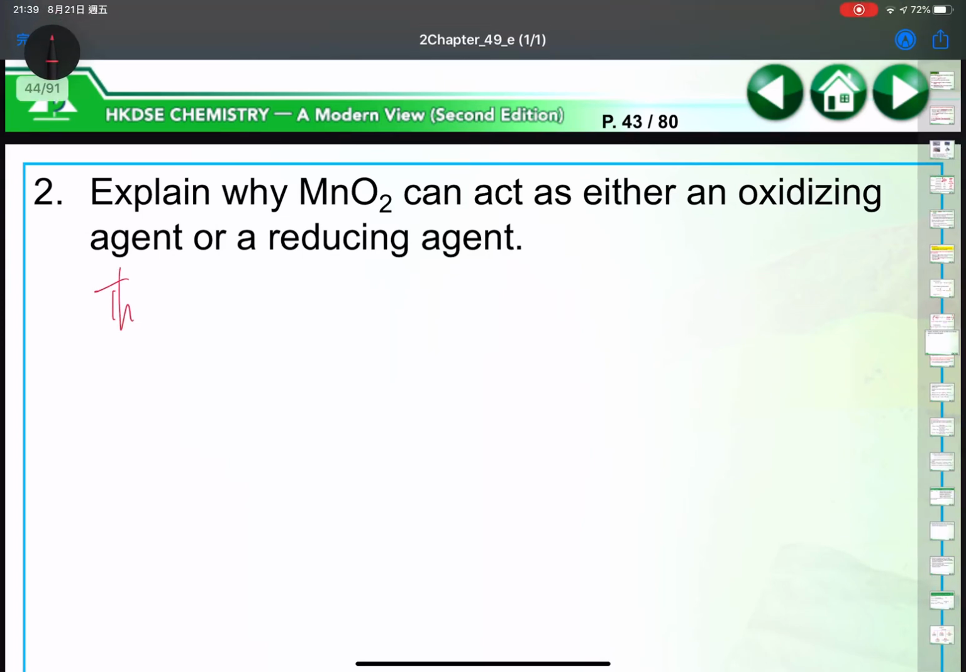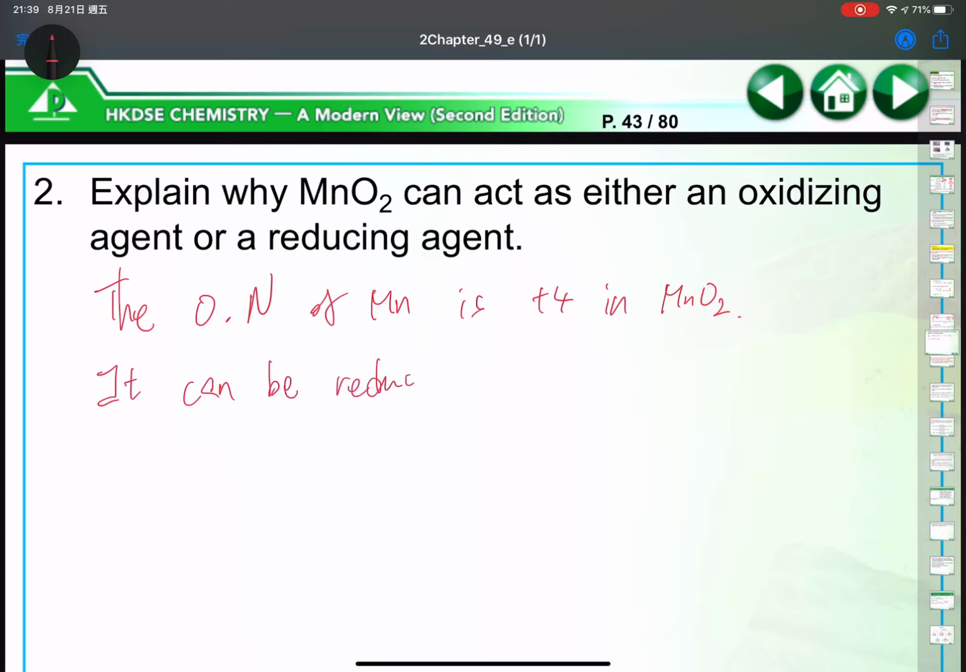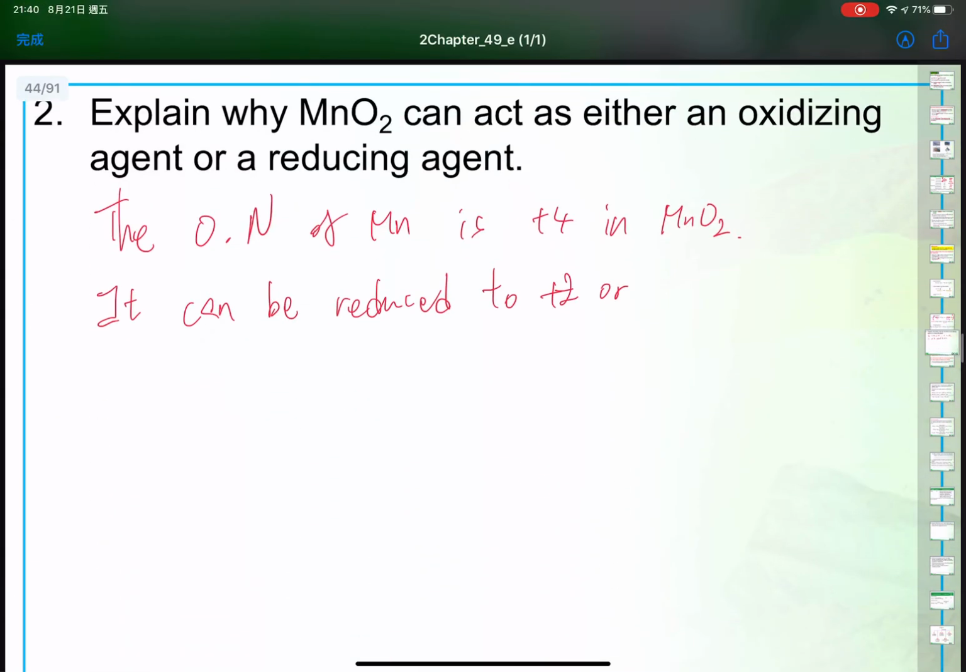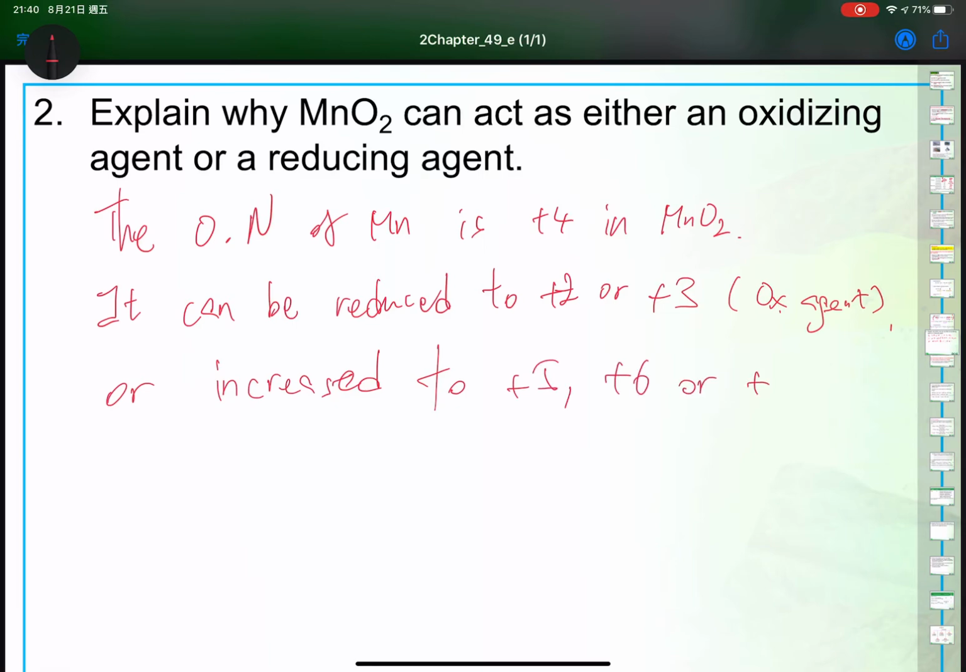Now let me write down here. The oxidation number of manganese is positive 4 in MnO2. It can be reduced to positive 2 or positive 3, just like oxidizing agents, or increased to positive 5, positive 6 or positive 7. It would be a reducing agent.